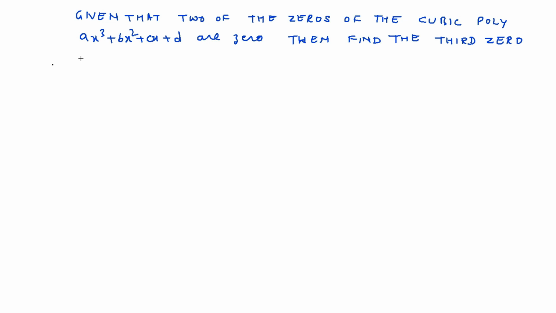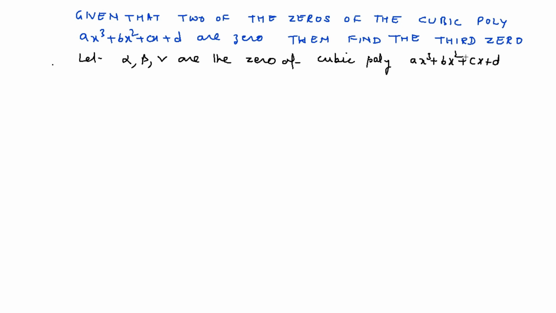Now my next question is, given that two of the zeros of a cubic polynomial ax cube plus bx square plus cx plus d are 0, find the third zero. Let me explain this statement. I have a cubic polynomial and it has three zeros, alpha, beta and gamma. Two of its zeros are 0, meaning alpha is 0 and beta is 0. I am to find the third zero. So let me write it. Alpha, beta, gamma are the zeros of a cubic polynomial, and alpha is 0 and beta is 0.